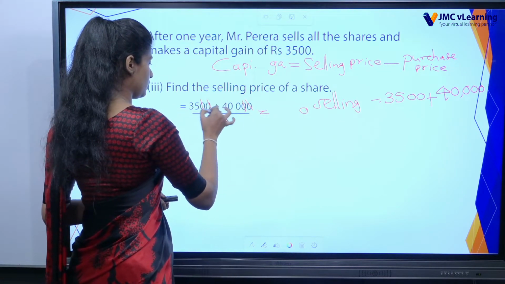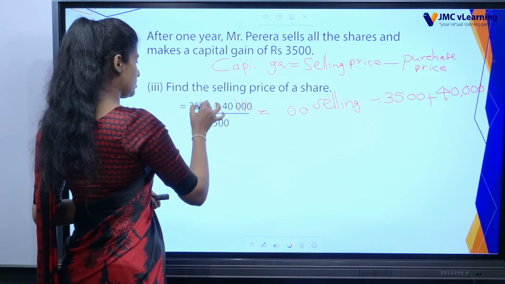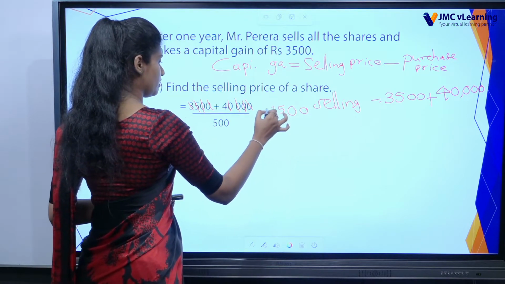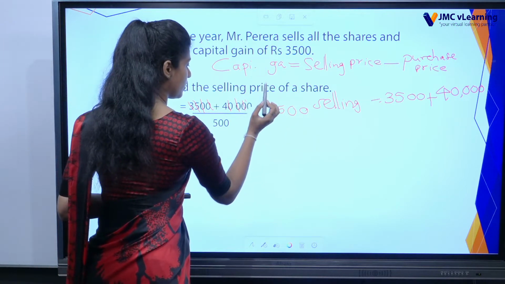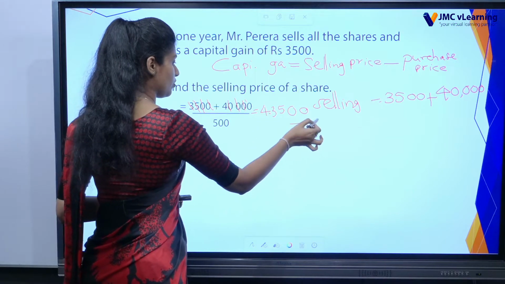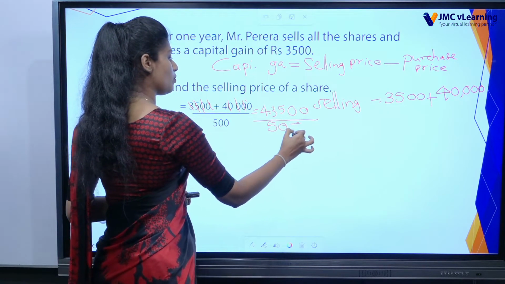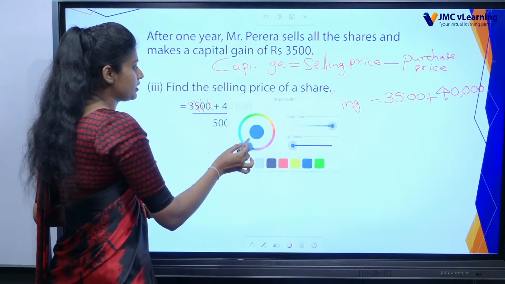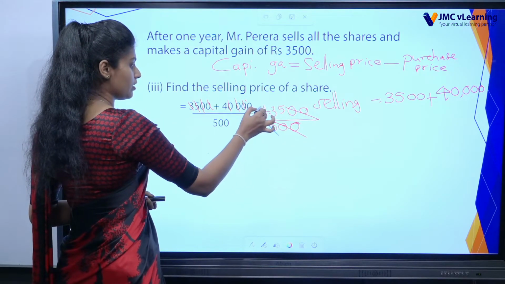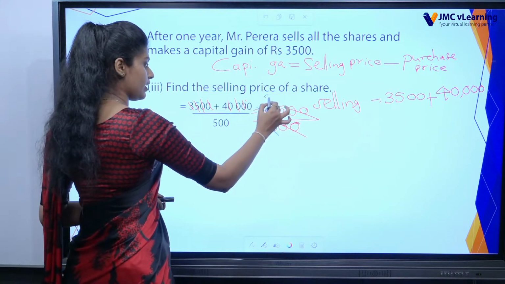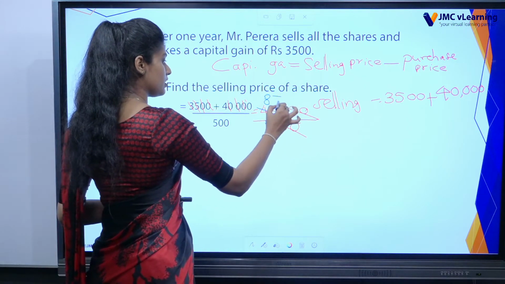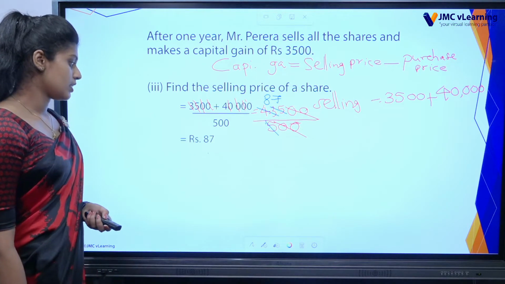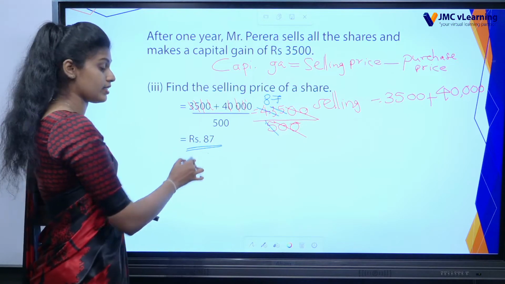When you add these two, 0, 0, 0 and 5, 0 and 3, here 4. This one you have to divide by 500. You can cut two zeros. After dividing by 5, 43 gives 8, then 35 gives 7. Then what is the selling price of a share? It is equal to 87.